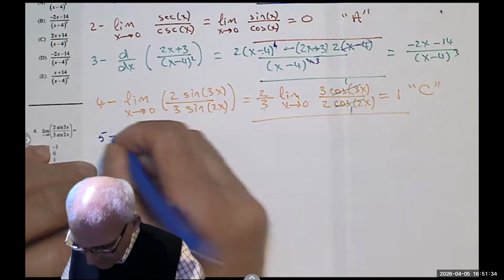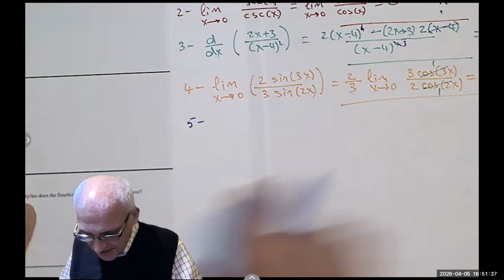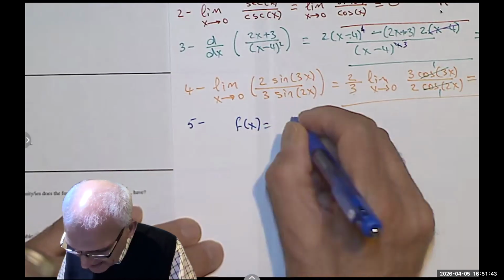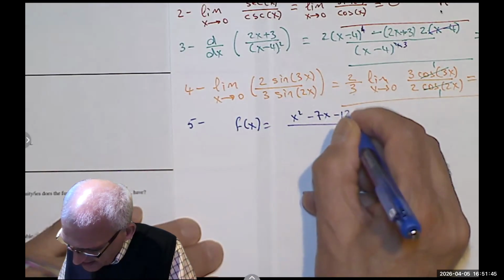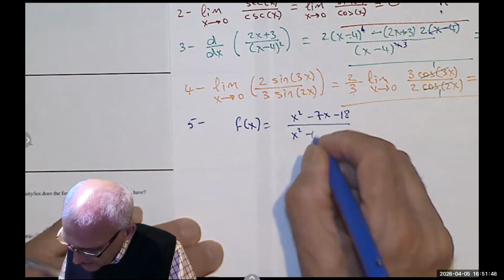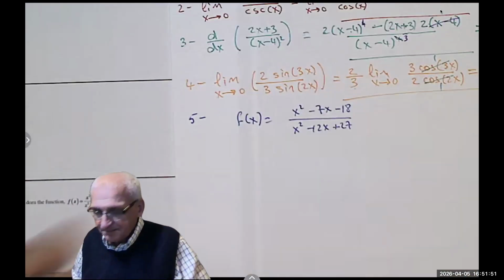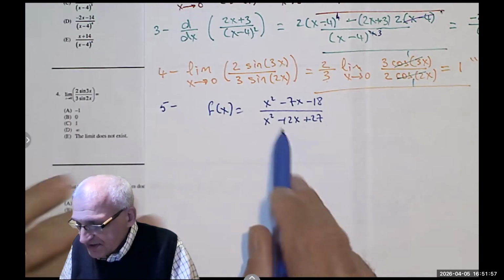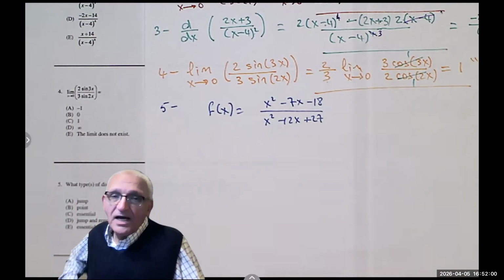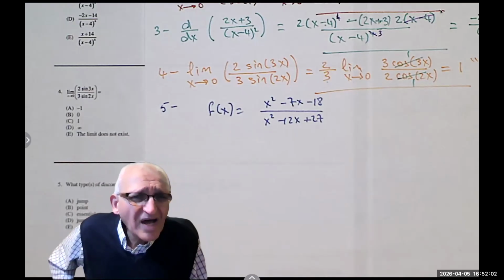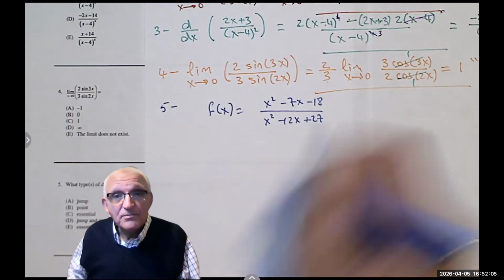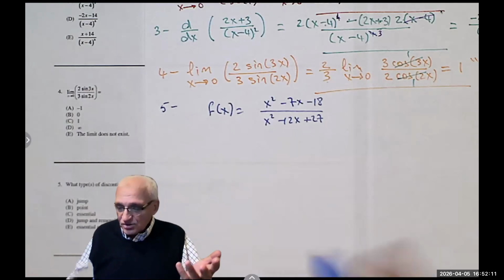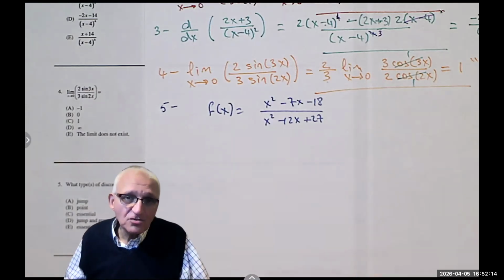Let me do number 5. What types of discontinuities does the function f of x equals x squared minus 7x minus 18 over x squared minus 12x plus 27 have? To find the discontinuities, first of all, I have to factor both numerator and denominator. Why? Because if I get the same factor, it means I have a hole. But if I don't, I will see what would make the denominator 0, for example.